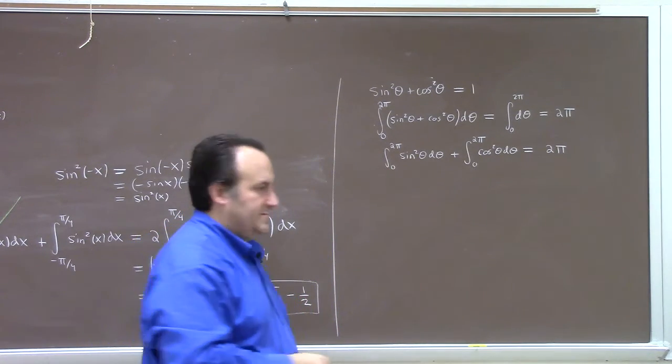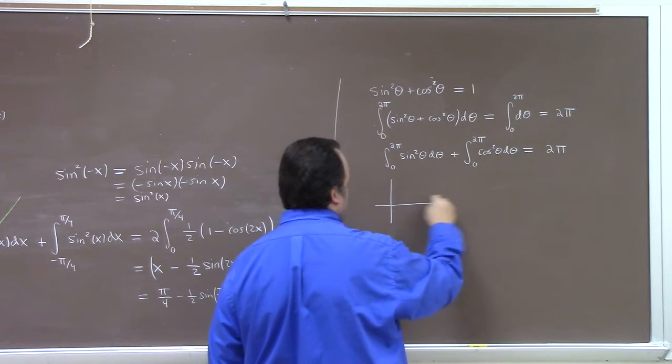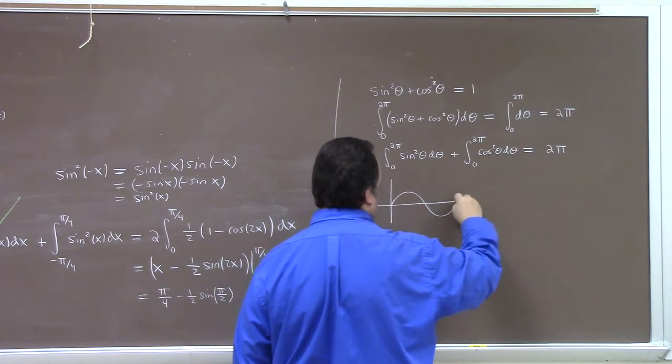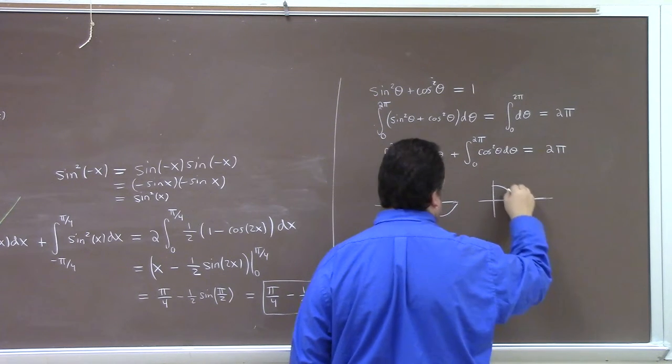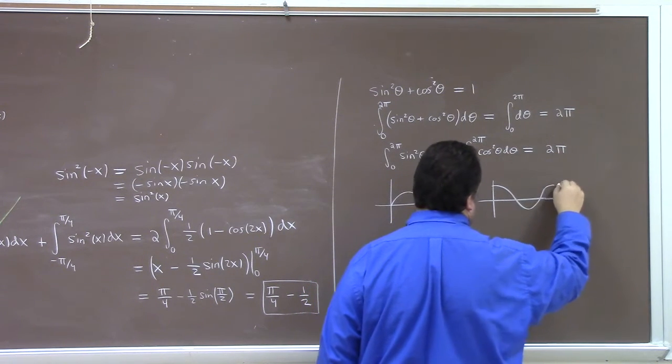But think about this. Sine looks like this. Cosine looks like that, right?